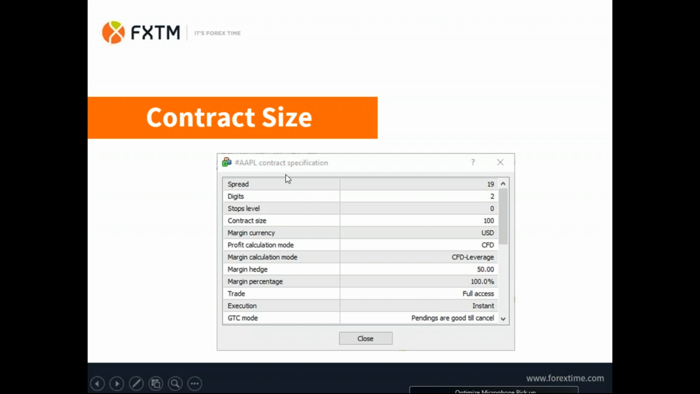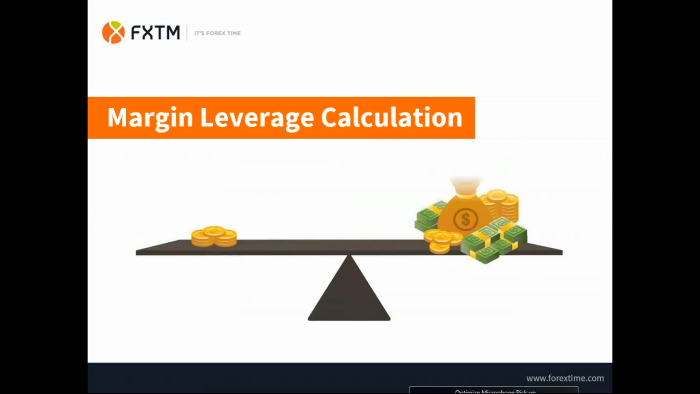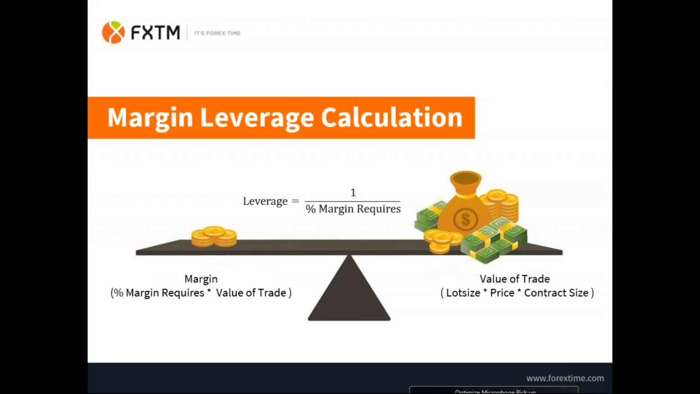And contract specifications as well. Let's take an example of Apple, and you can see the contract specifications: the spread, the digits, stop loss, contract size, margin, and all the small little details that you can have while you are trading through your MT4. And then you can see the margin and leverage calculations as well. Leverage is equal to 1 divided by the percentage of margin required, and margin is equal to the percentage margin times the value of the trade. Value of the trade is equal to lot size times price times contract size.